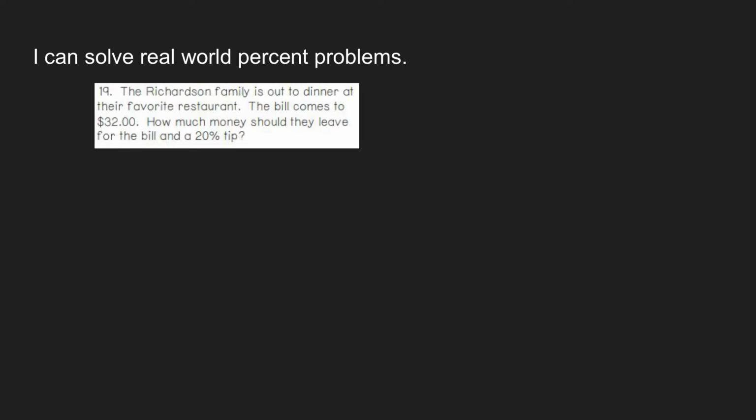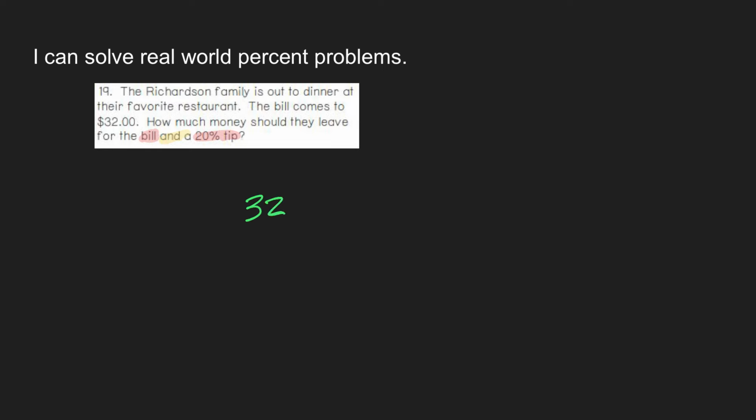The Richardson family is out to dinner at their favorite restaurant. The bill comes to $32. How much money should they leave for the bill and a 20% tip? Okay, so got to be careful. How much money should they leave for the bill and a 20% tip? Okay, so we know the bill is $32.